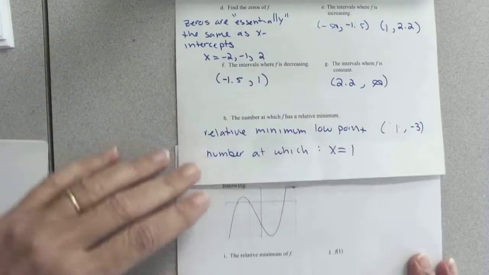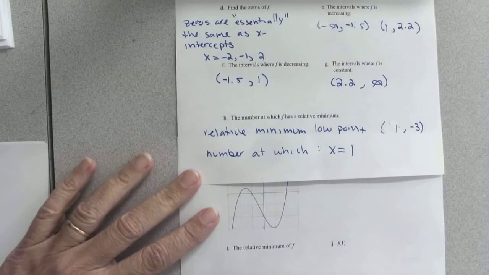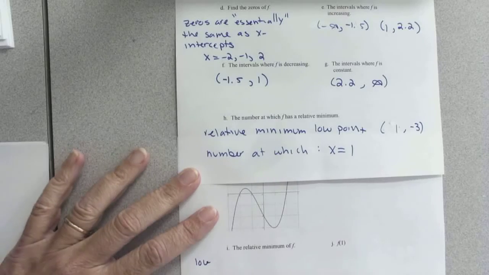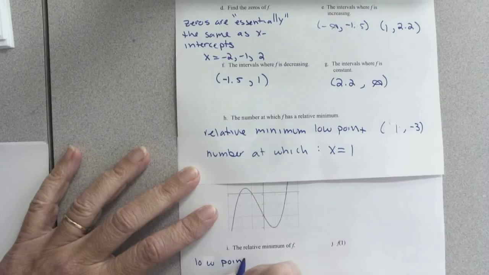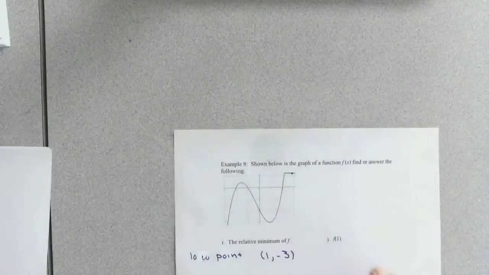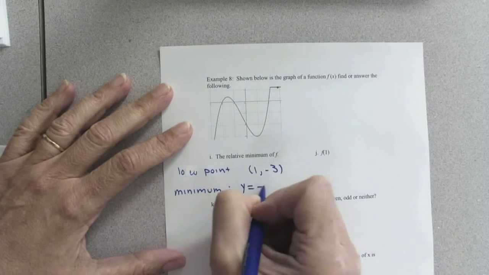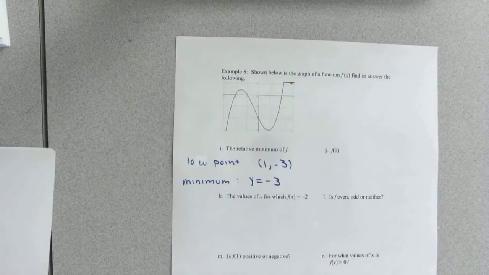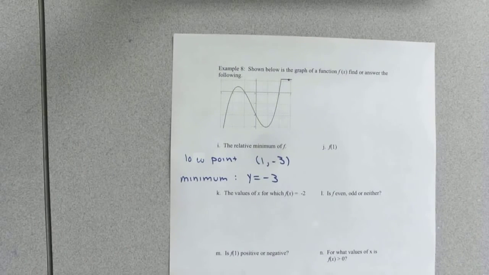Going on, got the same function there. Then it says relative minimum. Again, the low point was 1, negative 3. And so the actual minimum is the y-coordinate, y equal negative 3. You got to be really careful about that language there. The number at which is your x-coordinate. The minimum value or maximum value, as the case may be, is your y-coordinate.